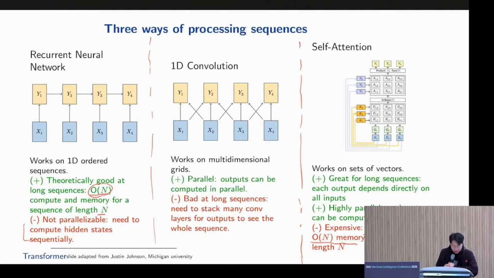And this is not parallelizable. You need to process one input at a time and decode one at a time, so it's really slow. Another thing you can do is convolution in 1D. The upside is you can process the inputs in parallel.